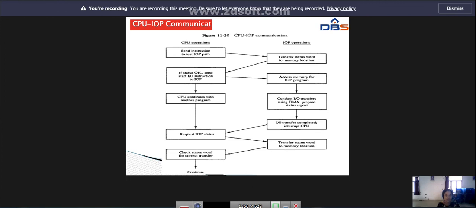So the IOP takes care of all the data transfers between the several input output units and memory while the CPU is processing another program. The IOP and CPU compete for the use of memory, so the number of devices that can be operated is limited by the access time of the memory.